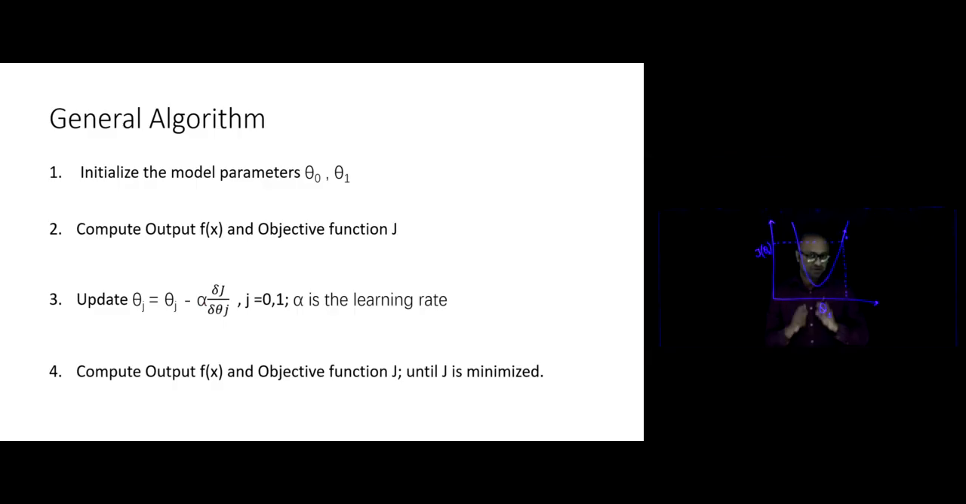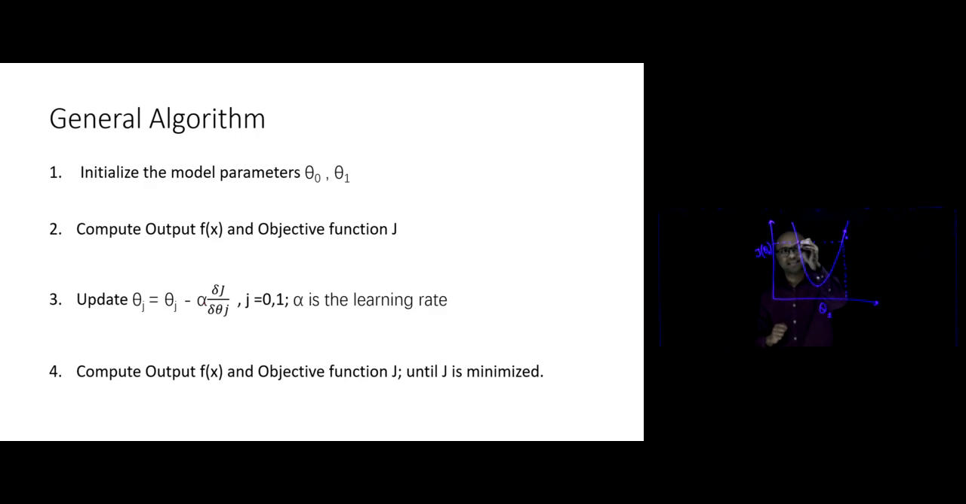Now in that equation, you're updating by subtracting this positive value. That means you are reducing the value of theta 1. That means you are moving in this direction. And that's how you're going to reduce the cost to the lowest point.